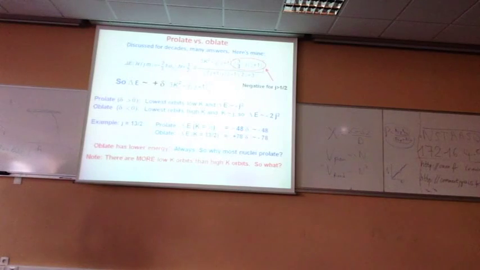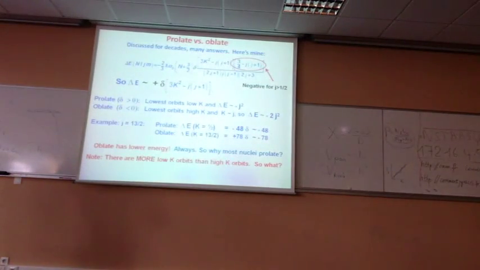And so, for example, if you plug in numbers here for j equals 13/2, on the prolate side, the k equals 1/2 orbit is lowest, and this thing gives you minus 48. On the oblate side, the lowest orbit is k equals 13/2, it gives you minus 78. So oblate is lower in energy, and it's always the case, whatever j you put in. So most nuclei should be oblate. According to this formula, they should be oblate.